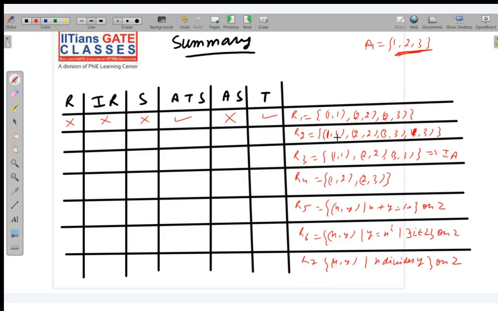Okay, so next is 1 1, 2 2, 3 3 self loops. All self loops are there. The parent set is 1 2 3, so it is reflexive. Immediately, it is not irreflexive. Why? Irreflexive means no self loop, but here we have all the self loops.